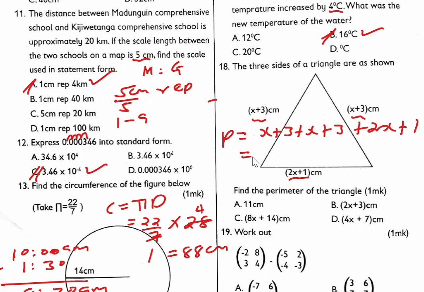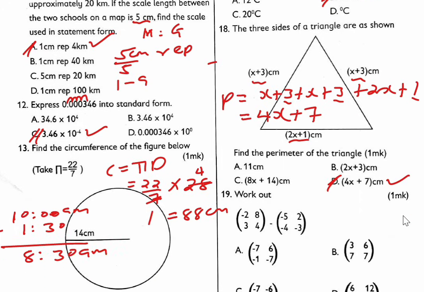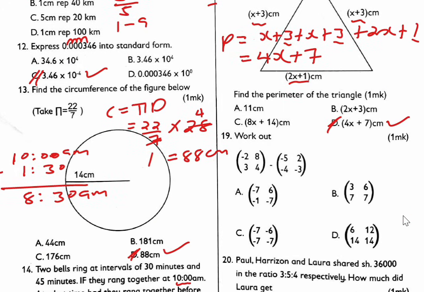So you collect like terms together. x plus x, 2x, 2x plus 2x, you get 4x. You can add the numbers, 3 plus 3. So this 3 plus this 3, 6, 6 plus this 1, we get plus 7. So this is the perimeter, 4x plus 7 centimeters. That is the answer.